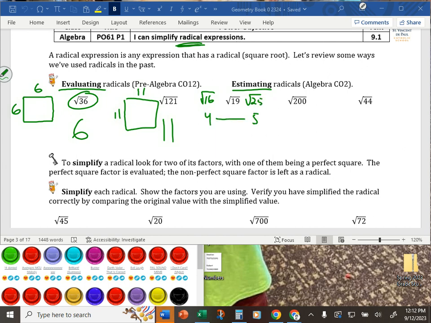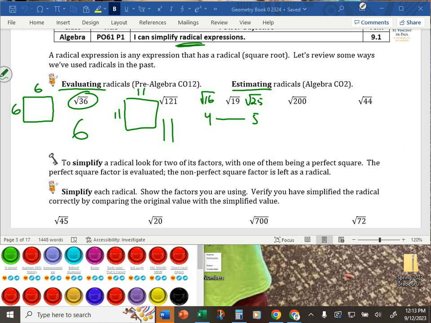Right. This is why it was important for us to learn our perfect squares, so that if we see the root of 19, we know it's between two perfect squares, the root of 16 and the root of 25. Why is that helpful? Because we know that root 16 is 4. We know that root 25 is 5, meaning that root 19 is between 4 and 5. But is it closer to 4 or closer to 5? Closer to 4. How do you know?